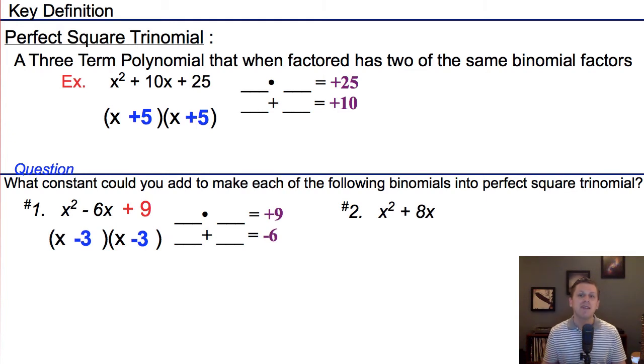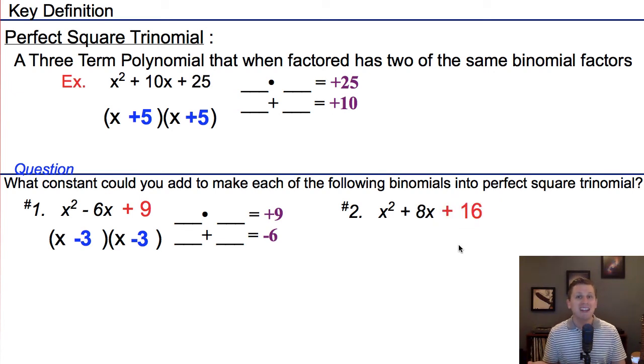Let's do the same thing for number 2. What happens is you take half of the b value and square it, and you can create a perfect square trinomial. Here half of the b value of 8 is 4, and when you take 4 and you square it, you get 16, meaning adding 16 to this binomial would create a perfect square trinomial.